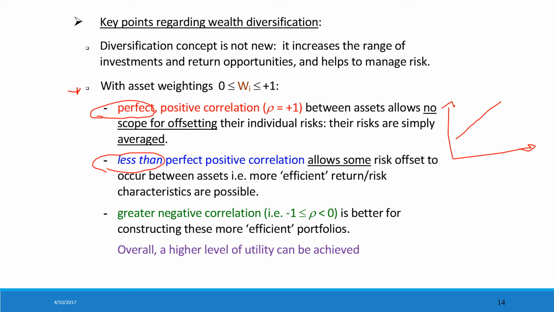We achieve diversification benefits when we have less than perfect positive correlation, right? And the lower the correlation, the higher the diversification benefits. Okay. When we have negative correlations, we have higher diversification benefits compared to when we have positive correlation. But when we have positive correlation, we still have some diversification benefit as long as the correlation is not positive 1. Right? When we look at the investor's utility, we will see that at the lower level of correlation, the investor can achieve a higher level of utility.